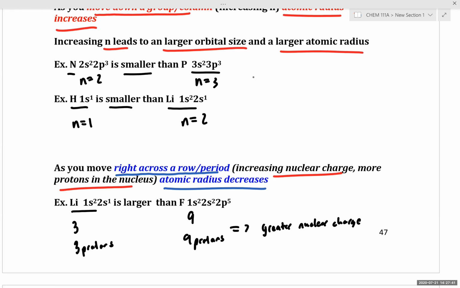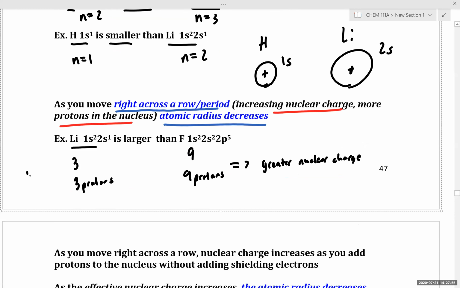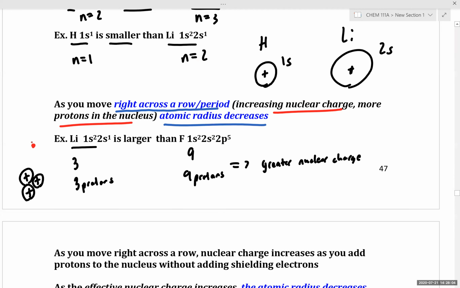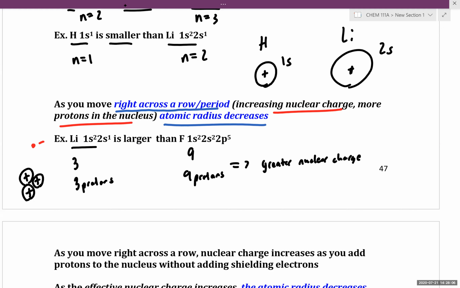Again, just to show this difference, for hydrogen and lithium, our 1s orbital is much smaller than a 2s orbital. Comparing lithium and fluorine, if we have 3 protons, our effective nuclear charge is going to be smaller than if we had 9 protons.